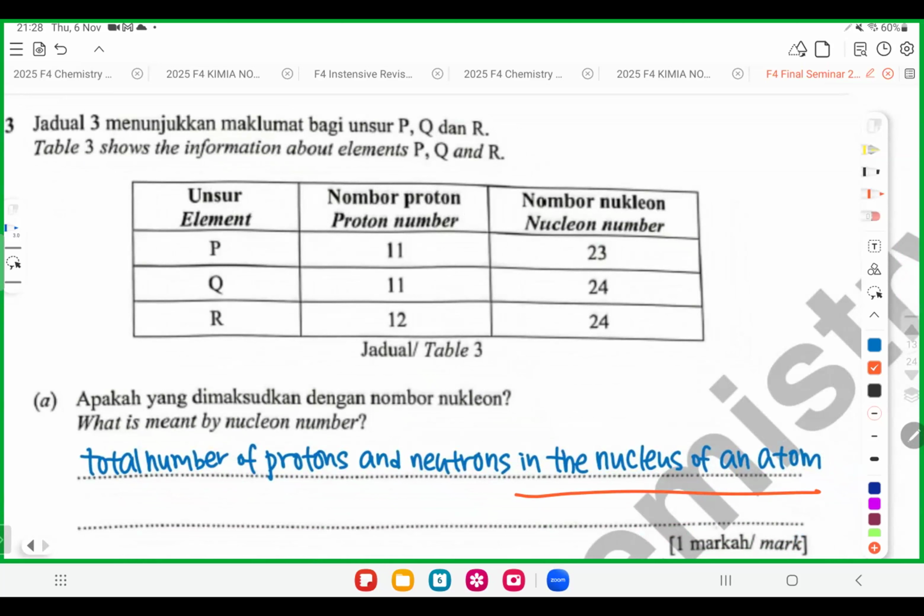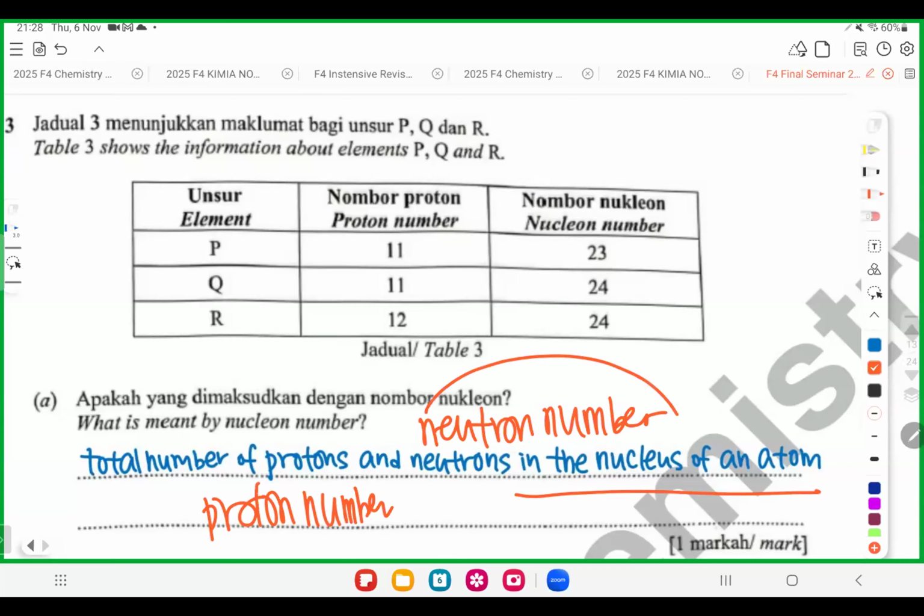So I saw some of you write the total number of proton number and the total number of neutron number. No such thing. Okay, no such thing as neutron number. Cannot write this. You must tell me how many protons and neutrons altogether in the nucleus of an atom. You get the idea? If you don't like to use the word total, you can write the sum. The sum of the number of protons and neutrons in the nucleus of an atom. Okay, but I want you all to be careful. You need to write in the nucleus of an atom.